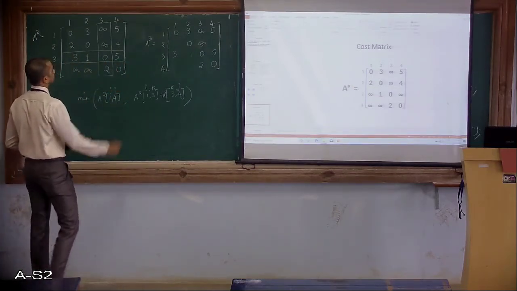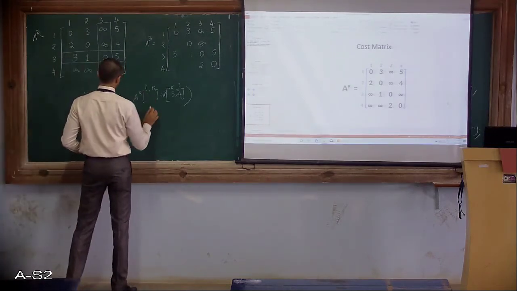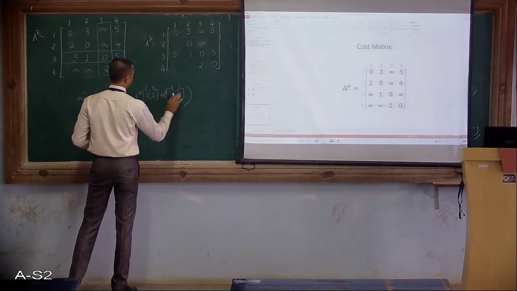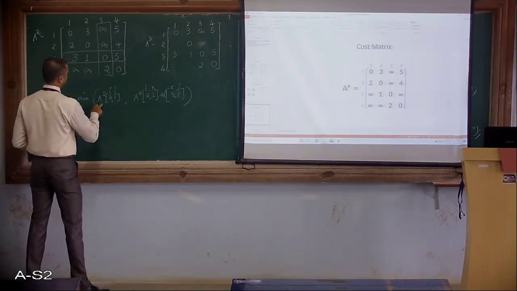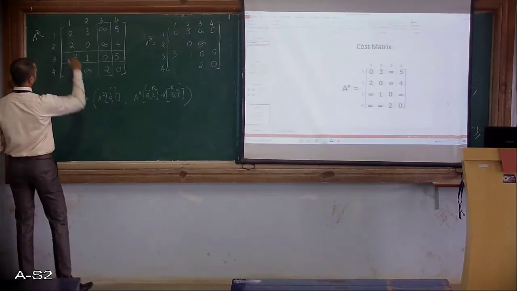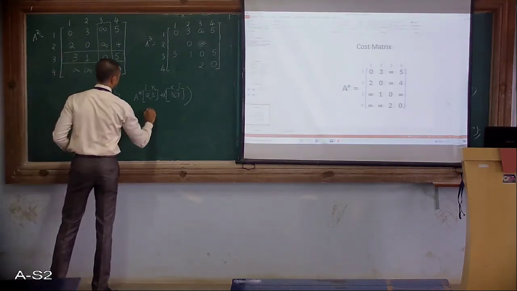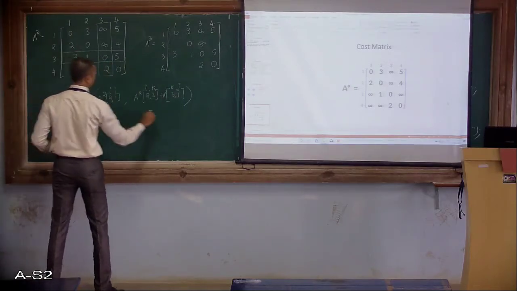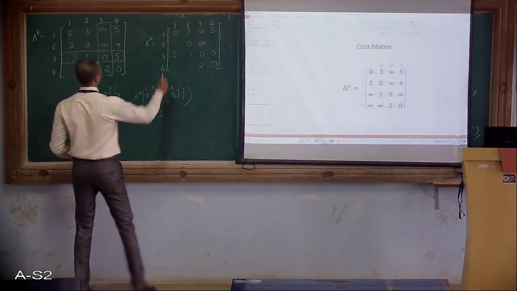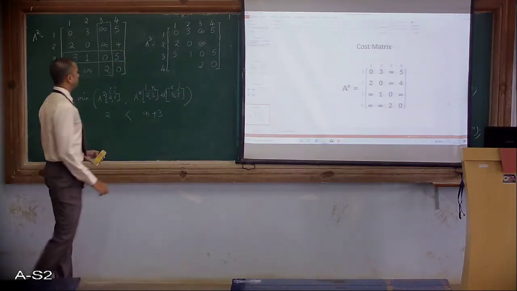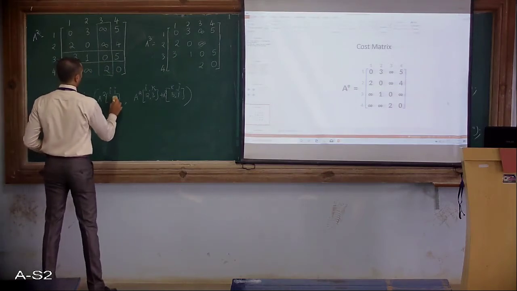Next, 2 to 1. So this will be 2 comma 1. This is going to be 2 to 3 and 3 to 1. So minimum A2, 2 to 1. What is A2, 2 to 1? 2. 2 to 3 is infinity and 3 to 1 is 3. So obviously this is lesser. So 2 to 1, I'm going to write 2.